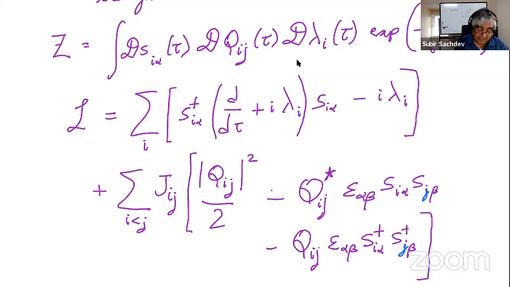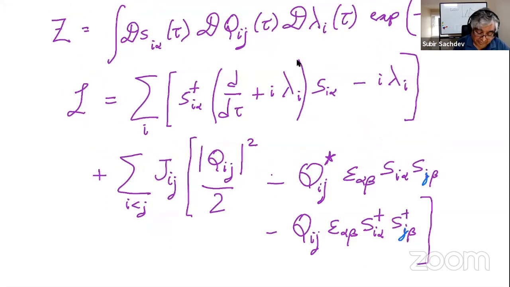And now if you do the integral over Q, you get back to the original Hamiltonian. You do the integral over lambda, you impose the constraint, and you're back to the original Hamiltonian, just S1 dot S2. And of course, the trick is we're going to invert the integrations. We're going to do the integration over S first rather than Q and lambda. That's the usual thing with all of these theories, including the theory of superconductivity. The analog of S are the electrons themselves.